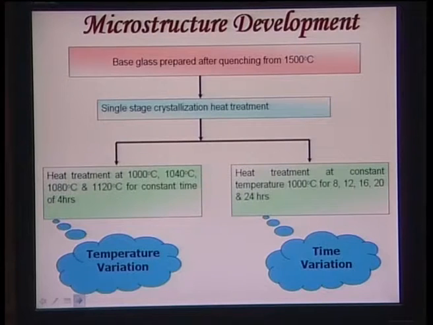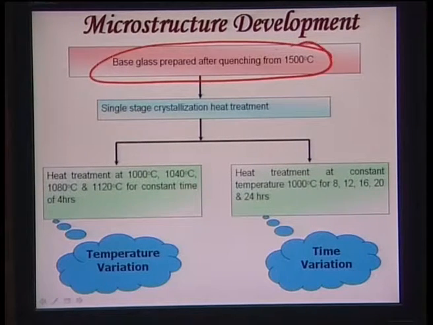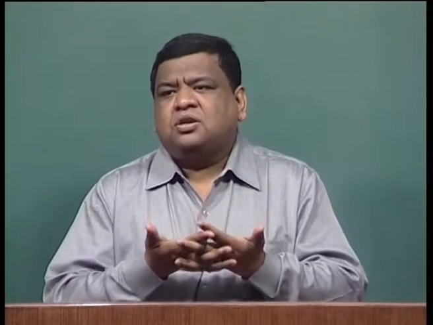Now, how are these glass ceramic materials processed? You start with the base glass, which is prepared after quenching from 1500 degrees Celsius. So, you first mix these powders and then heat them to high temperature, and they will melt. This heating is done in a platinum crucible so that it does not react with the crucible. If you use alumina, it will react with the melt, so you cannot use alumina. Platinum is more noble, so it does not react with this glass ceramic melt.